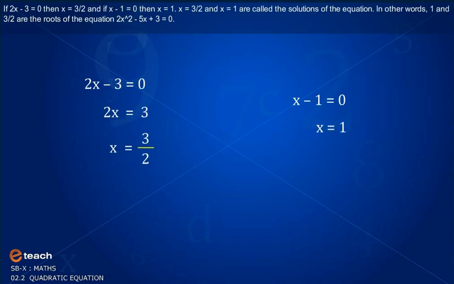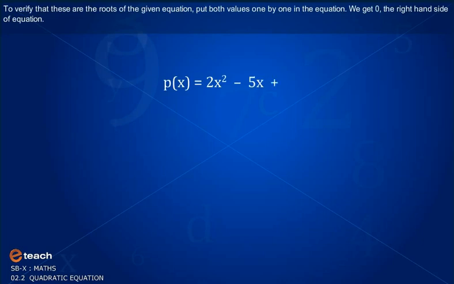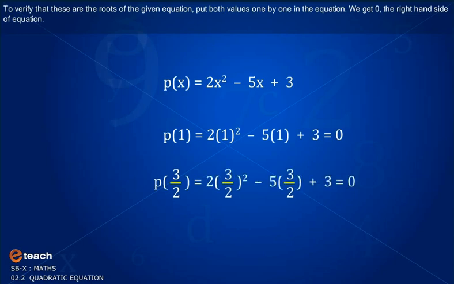X is equal to 3 by 2 and x is equal to 1 are called the solutions of the equation. In other words, 1 and 3 by 2 are the roots of the equation 2x square minus 5x plus 3 is equal to 0. To verify that these are the roots of the given equation, put both values one by one in the equation. We get 0, the right-hand side of the equation.